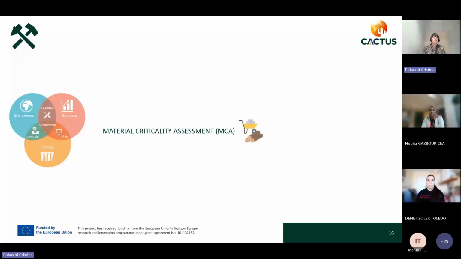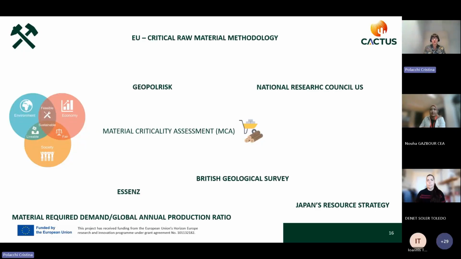There are also other types of assessment besides life cycle assessment, for example, material criticality assessment. For this, actually, there are a lot of tools. What you see on the screen is just some of them. As you can see, the methodology is not so standardized, and it considers all three factors: environmental, economic indicators, and also social indicators.